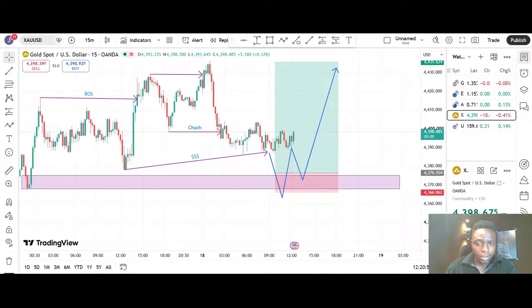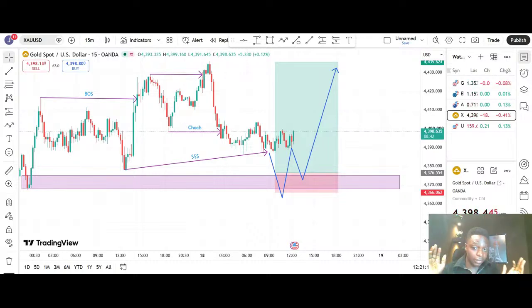So this is the unique and the best way I trade. I use the smart money concept. I'm going to do a video where I'm going to give a proper explanation of how the smart money concept works and what I look for before I enter my trade. It is as simple and easy as ABCD, guys.